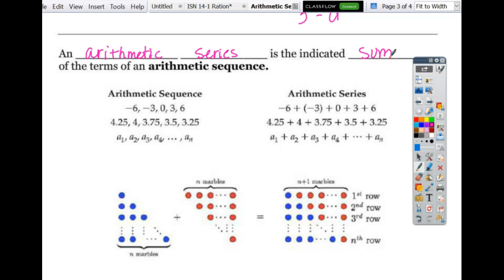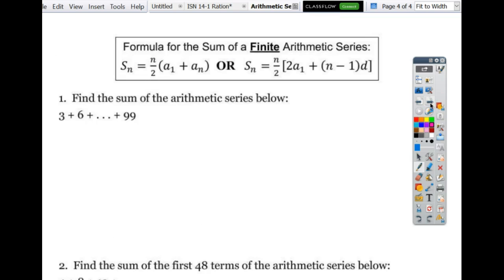Okay, so everything we've done so far is we just found individual terms. If I want to find the sum, that means I'm going to add up the series. And there's going to be two different formulas. So here's the first formula. So the first one is if you have the first and the last term, and the second one is if you only have the first term.